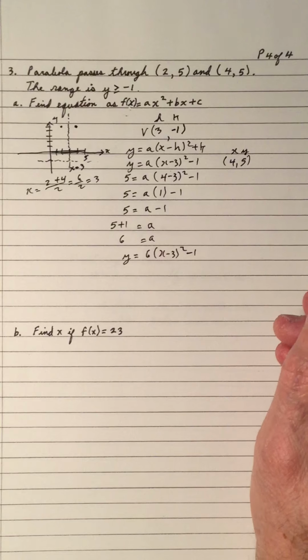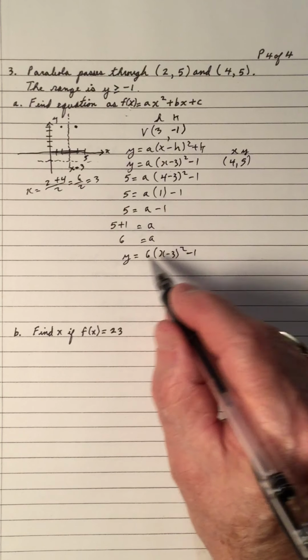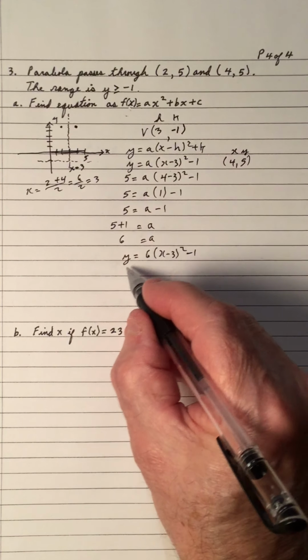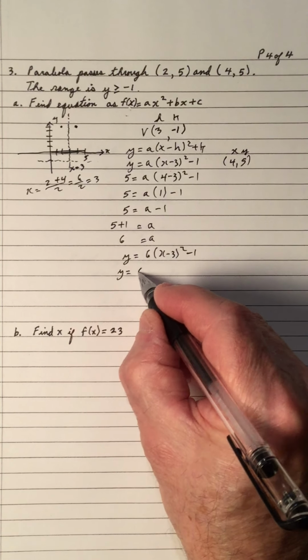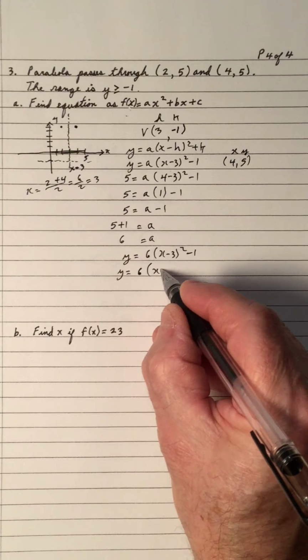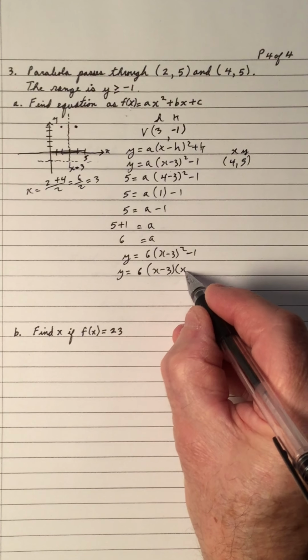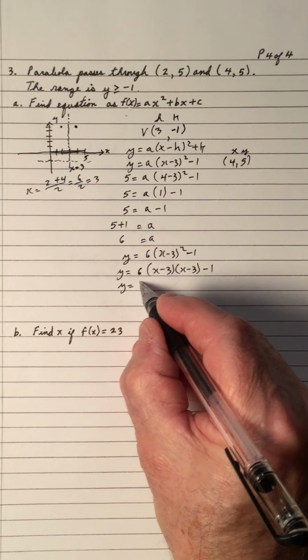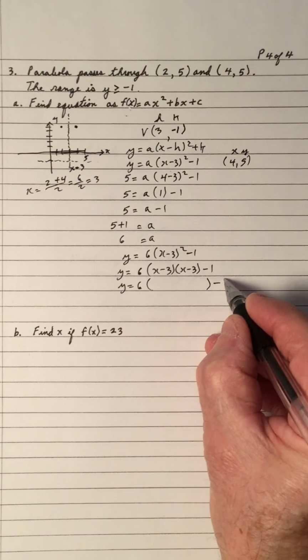Now, that's the vertex form. I want the standard form. So what we have to do is take our time and square this out. We have to remove the square, remove the bracket. So we'll do FOIL on this.